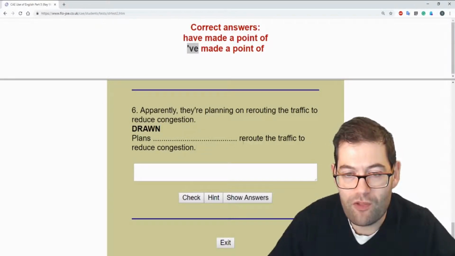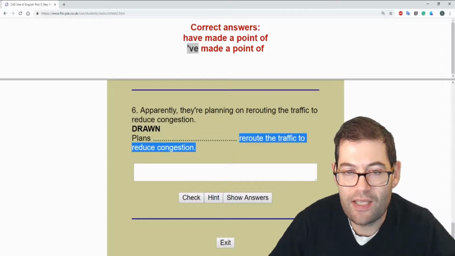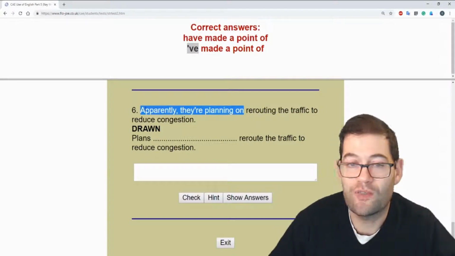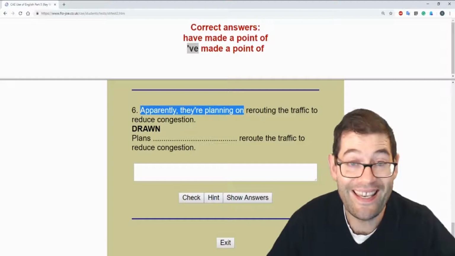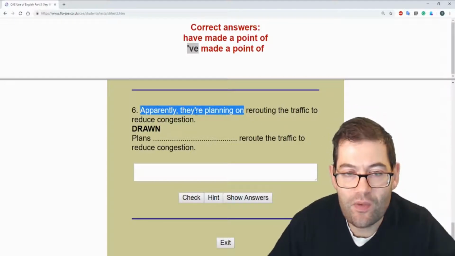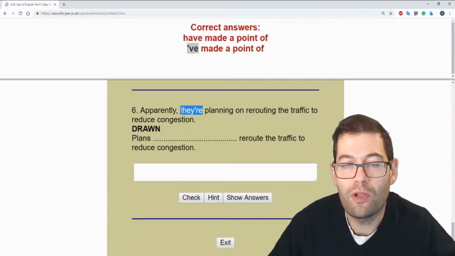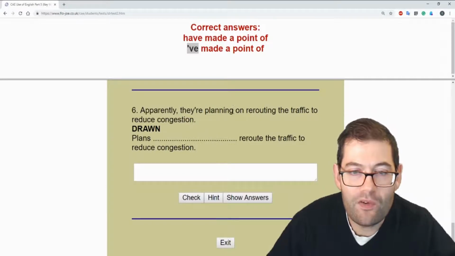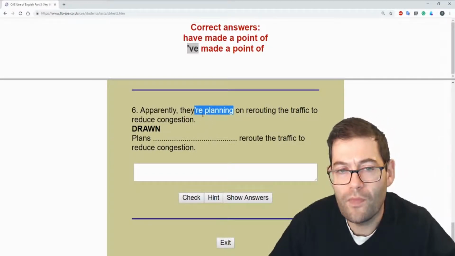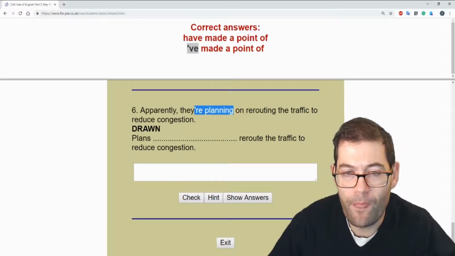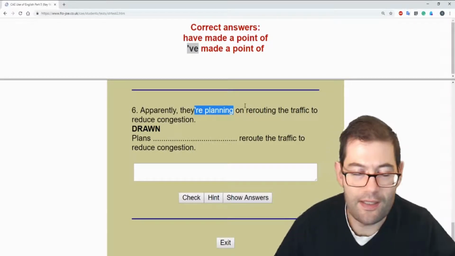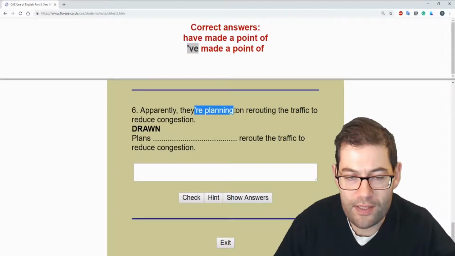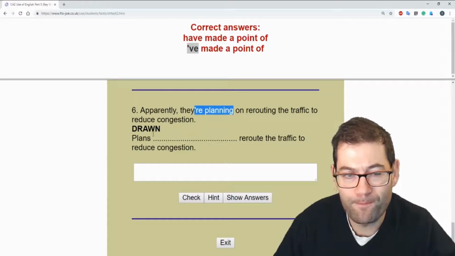Now, reroute the traffic to reduce congestion is covered in this bit here. So we've got to think about this part of the sentence and transforming this part of the sentence. So we've got to pay attention to what this sentence is doing. First of all, we've got people who are doing something. So we've got the subject here, they. And then we've got a continuous form. Are planning. This is our verb structure. And then what follows is the subject. So we've got a subject and a verb, and we know what kind of verb. So we've got it's a present continuous verb.